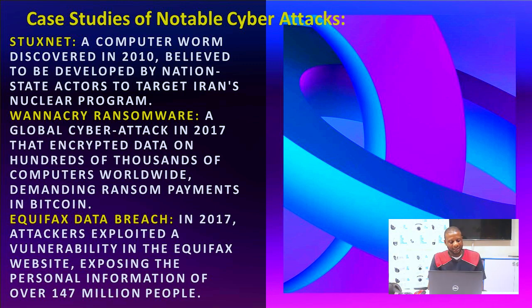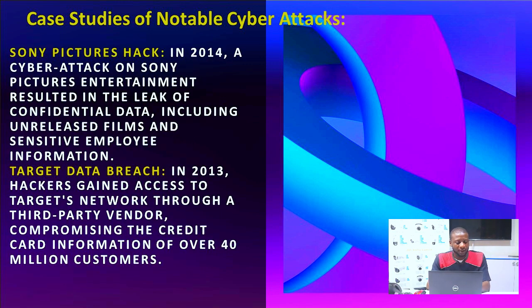In 2017, attackers exploited a vulnerability in Equifax's website, exposing the personal information of over 147 million people. Now, the Sony Pictures attack. In 2014, an attack on Sony Pictures Entertainment resulted in the leak of confidential data, including unreleased films and sensitive employee information. Target data breach. In 2013, hackers gained access to Target's network through a third-party vendor, compromising the credit card information of over 40 million customers.